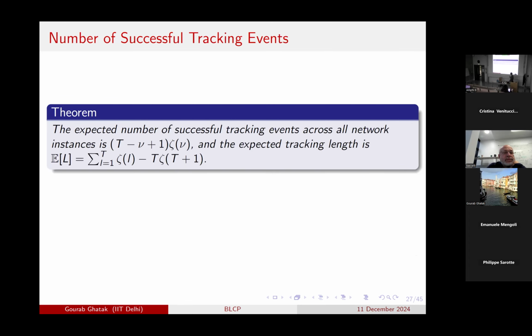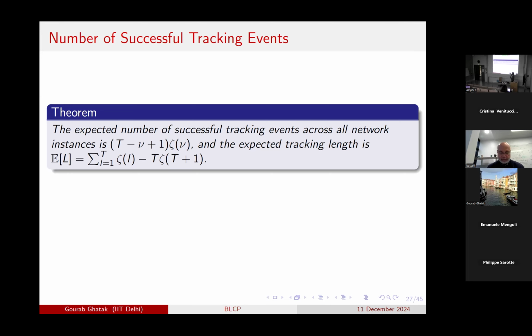Before going there, we have a couple of small results. The expected number of successful tracking events. If you have capital T number of slots in a block, as I said, if your requirement is nu equal to T, you have only one possible tracking event. Either you are successful or you are unsuccessful. But if you have a lower tracking requirement, then you have more possibilities of having a successful track. So even if you fail in some slots, it might be possible to still track your target within that block if a sufficient number of slots remain.